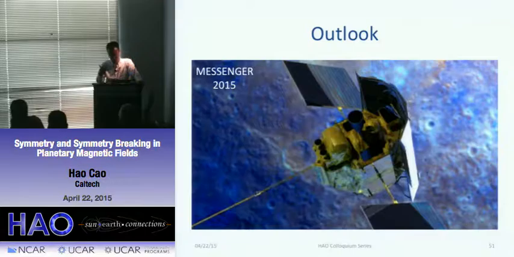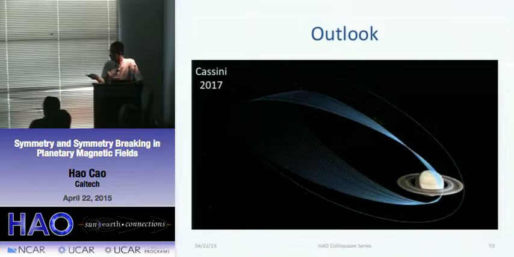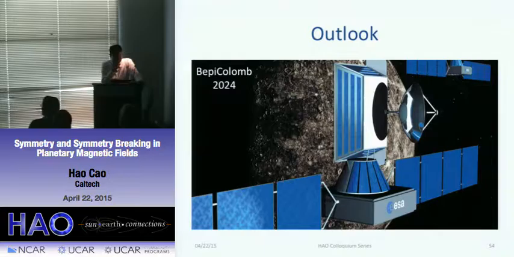I think it's a good place to stop, but I'm going to give you a quick overview of the upcoming opportunities if you study planetary dynamos and dynamics. MESSENGER, the one that discovered the north-south asymmetry of Mercury's magnetic field, will impact Mercury next week, I think. Before that, it has already made a lot of detailed measurements near the surface of Mercury. So we will have an update about Mercury's magnetic field. Right now what has been reported is dipole, quadrupole, and octupole. Probably we're going to have a better idea of what the higher moments are.